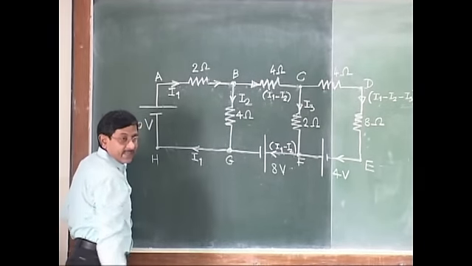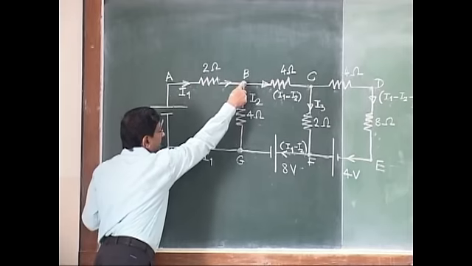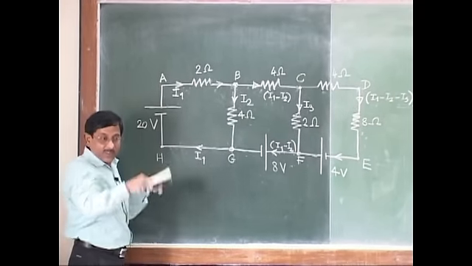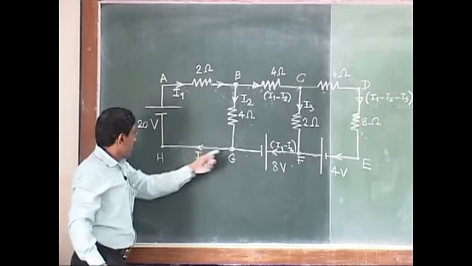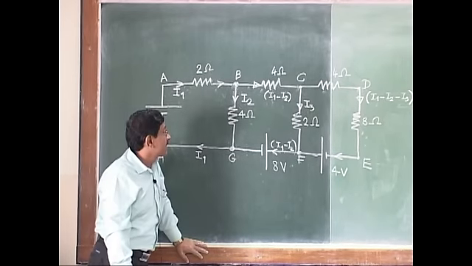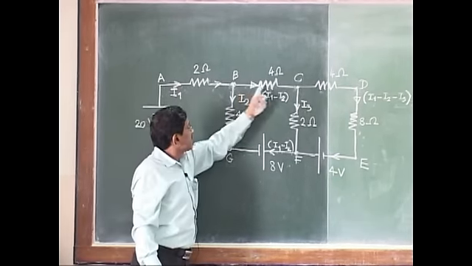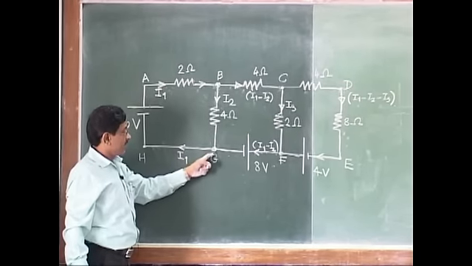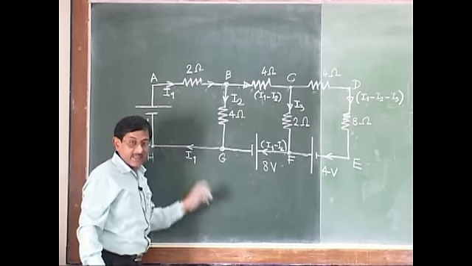So how to define it while writing? A, B, G, H and I will say A, so that it closes the path. A, B, G, H, A. Any other closed path? A, B, C, F, okay. A, C, F, G, H, F, G, H, A. Any other?